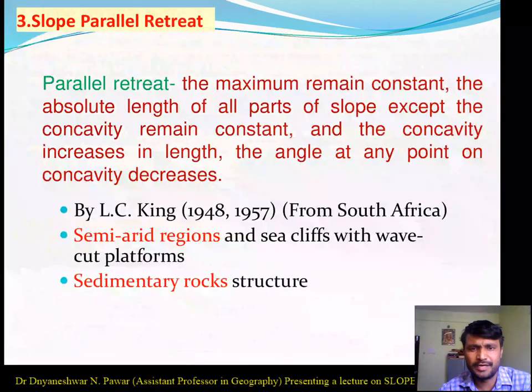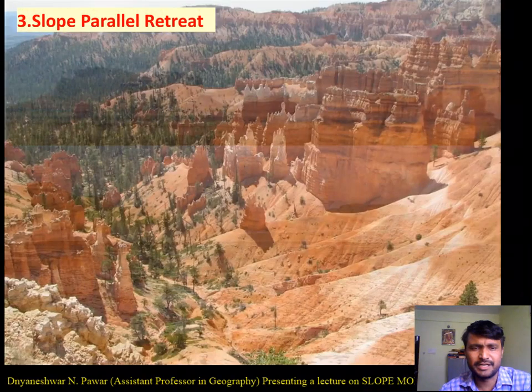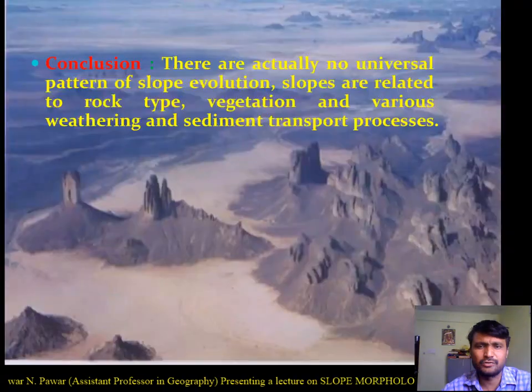Slope parallel retreat is one of the theories. This is an example of slope parallel retreat. There is actually no universal pattern of slope evolution. Slopes are related to rock types, vegetation, and various other factors.